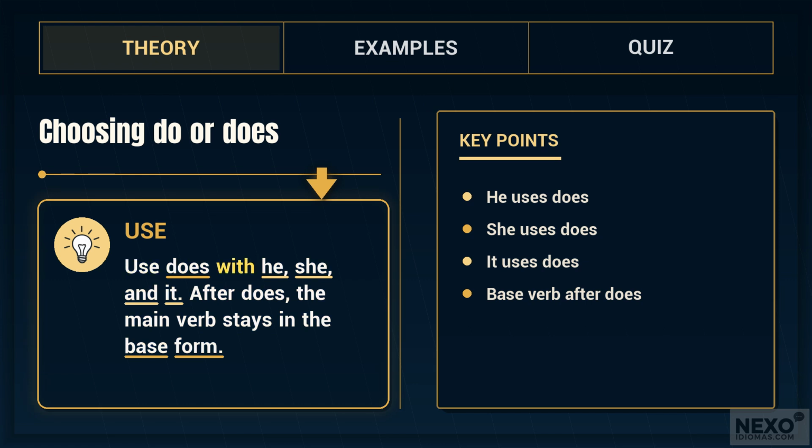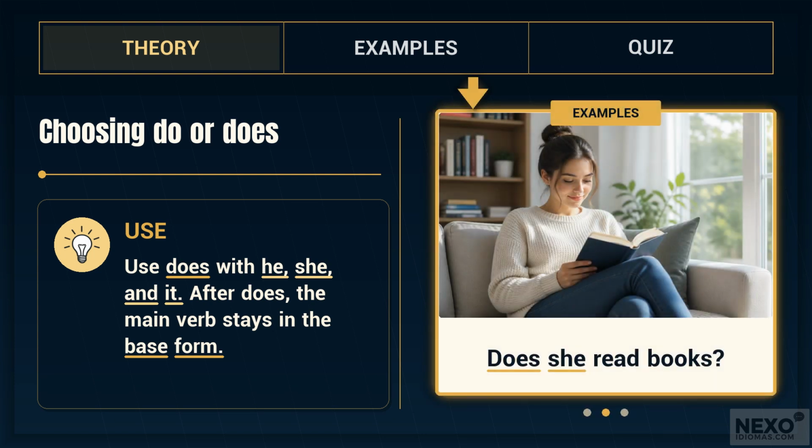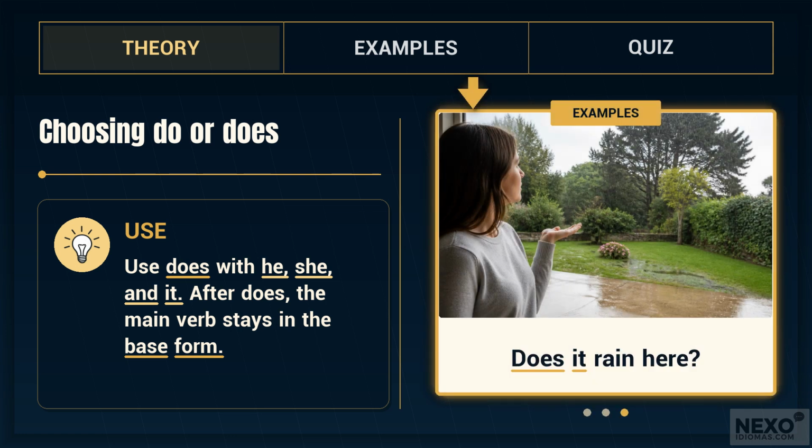Use does with he, she, and it. After does, the main verb stays in the base form. Example: does he cook dinner? Example: does she read books? Example: does it rain here?